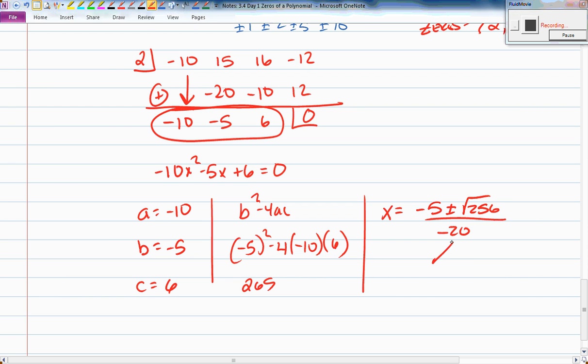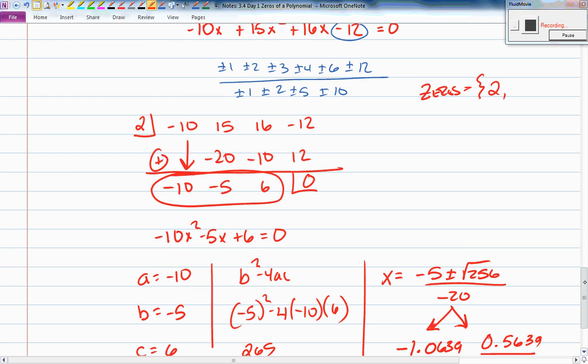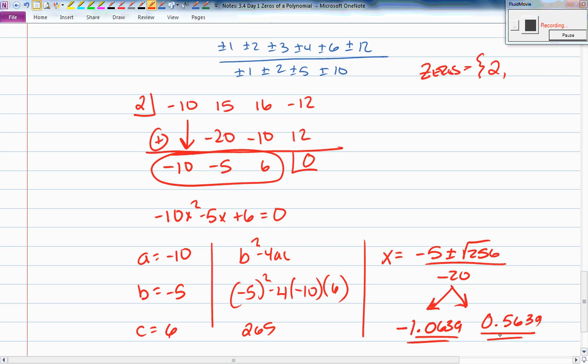When you run these through your calculators, you should get these two solutions of about negative 1.0639, so make sure you check this in your calculator, and 0.5639. Not a very nice answer, but nonetheless, it's still a 0. You can represent your answer a couple of ways. You can write those decimals, or you could say negative 5 plus or minus the square root of 256 all over negative 20. That's okay with me.